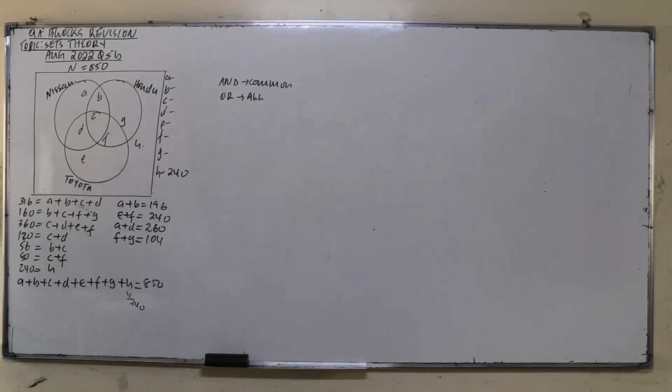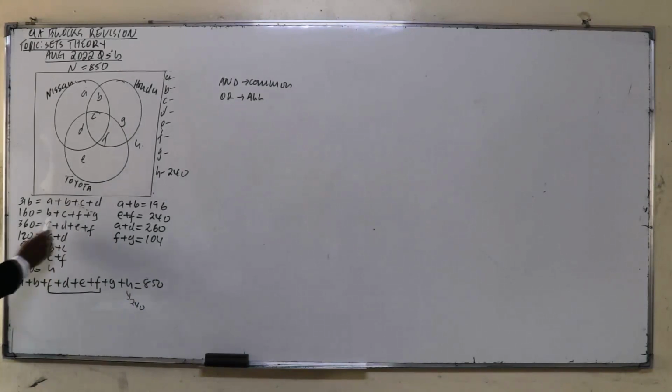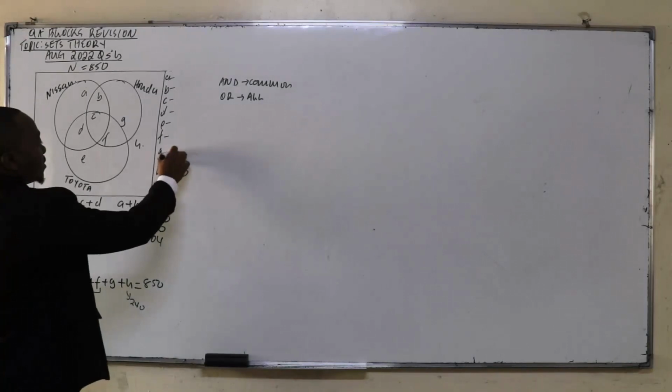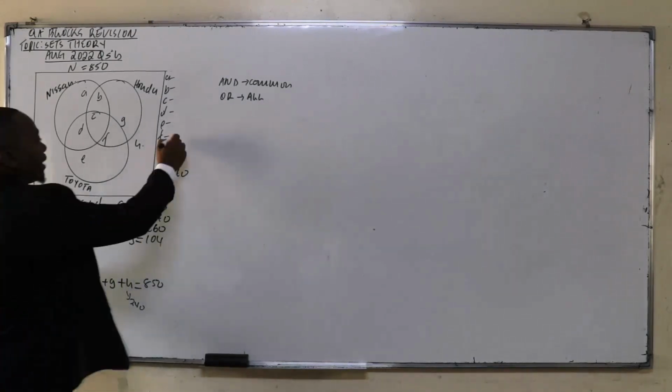We also have CDEF. CDEF we have is 360. Then we have AB. AB is 196. So that means we can get G. So give me G. G is 54. Now, if G is 54, FG is 104. So 104 minus 54, that means F is 50.